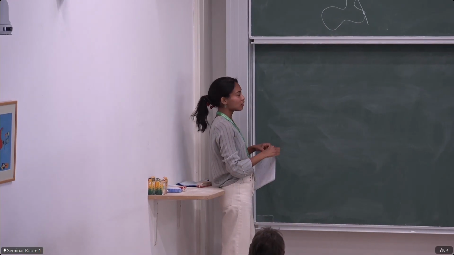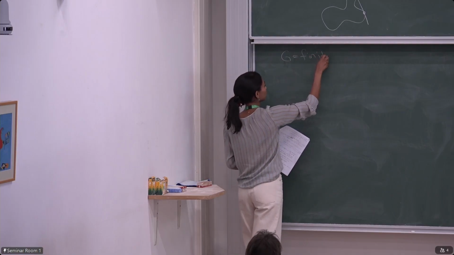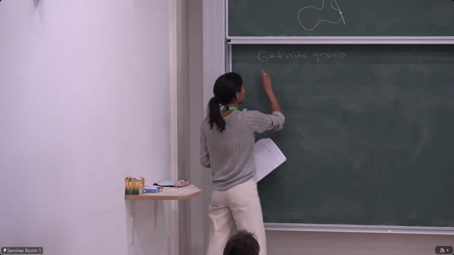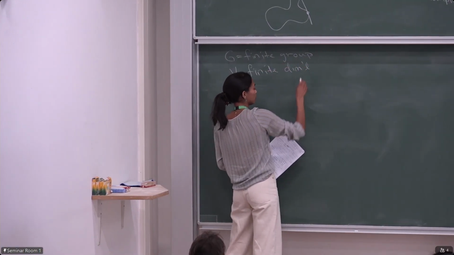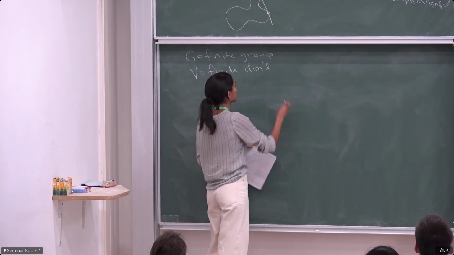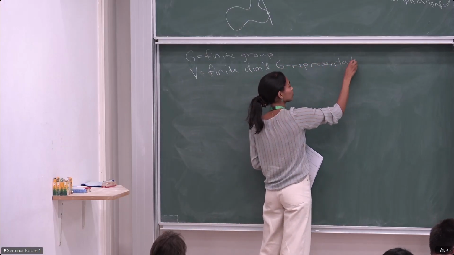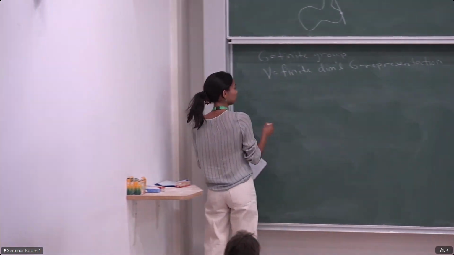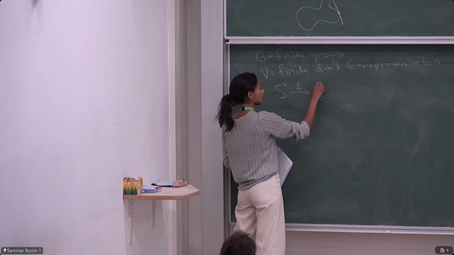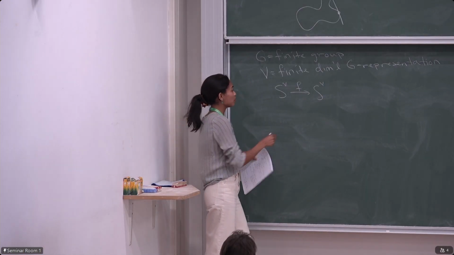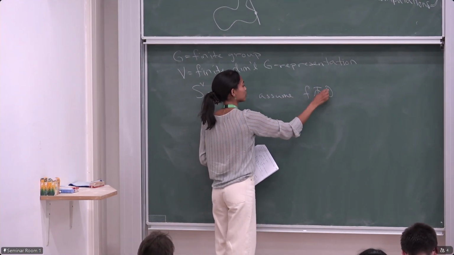All right, let's do this equivariantly. Let G be a finite group, and V a finite dimensional G representation. So given a map of representation spheres, f from S^V to S^V, let's assume for a second that f is transverse to 0.